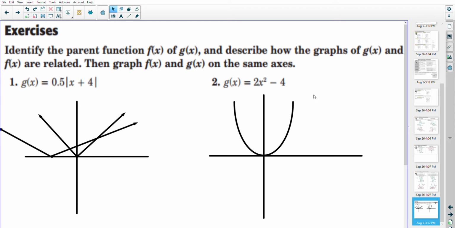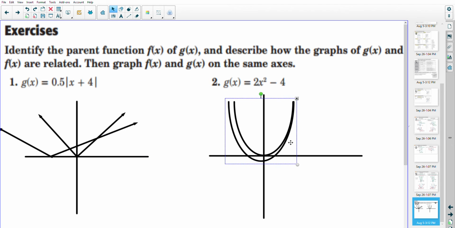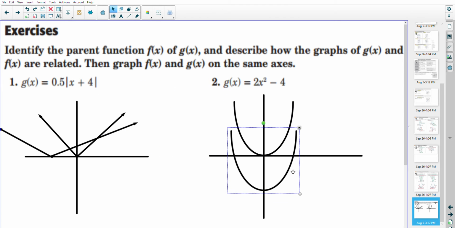Secondly, I'd like to work with this one. This is a general parent function of a quadratic. As I can see, I'm going to be multiplying it by 2 and then subtracting 4. So I want to take the initial and shrink it, and I want to move it down 4. And then the second part is I want to shrink it. So to do that, I want to graph it.